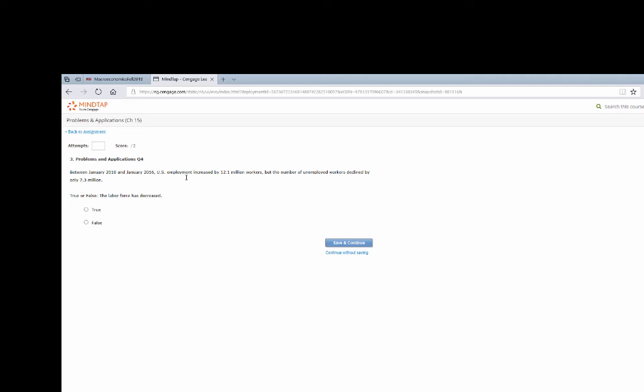And how are we getting that the labor force has gone up by 4.8 million? Well, employment went up by 12.1 and unemployment declined by 7.3. So that difference there is 4.8 million workers. So what do you think? Is this true or false with that difference of 4.8? I think you should be able to do that. And let's see, do we have another one?